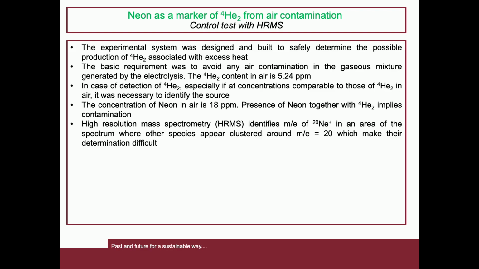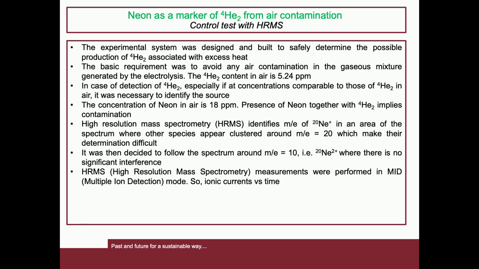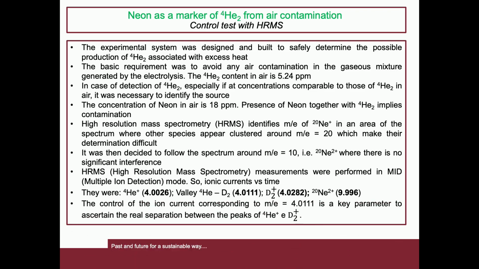The concentration of neon in air is 18 ppm. Presence of neon together with helium-4 implies contamination. High-resolution mass spectrometry identifies a mass of neon-20 in an area of the spectrum where other species appear clustered around this mass, which makes their determination difficult. It was then decided to follow the spectrum around mass 10. It has neon-20 2+, where there is no significant interference.